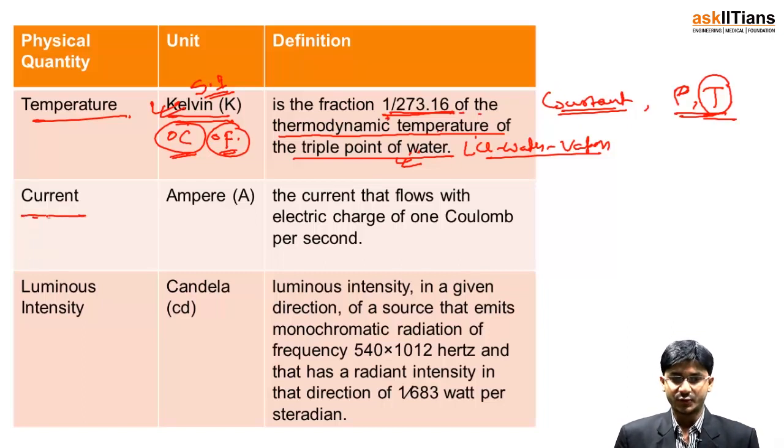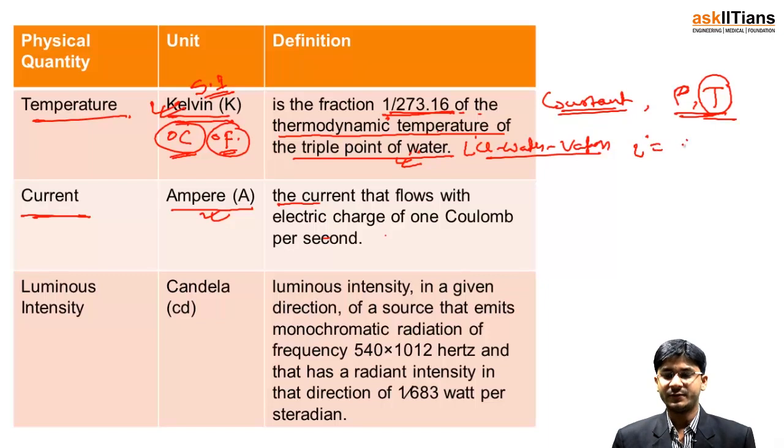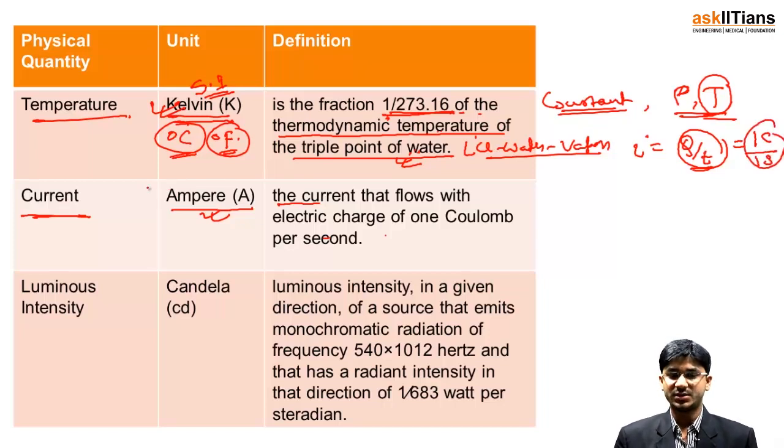Now the fifth one is relatively new. This is current, but we have seen this in class 10th. Its unit is ampere. What is ampere? How has it been defined? It is defined as the current that flows with an electric charge of 1 coulomb per second. If you remember, current was charge flowing per unit time. So 1 coulomb of charge flowing in 1 second has been defined as 1 ampere. This is how it has been defined.